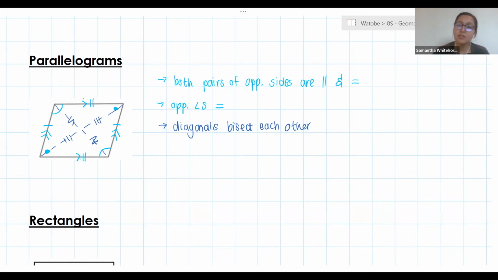Right, guys, and that is your characteristics of the parallelogram. The defining thing is that both pairs of opposite sides are both parallel and equal. Your opposite angles are equal, and the diagonals cut each other in half. That is the parallelogram that we're working with. Okay. Right, take your screenshot, and then we're going to take a quick break.